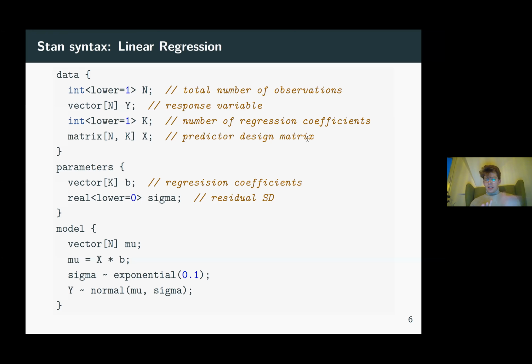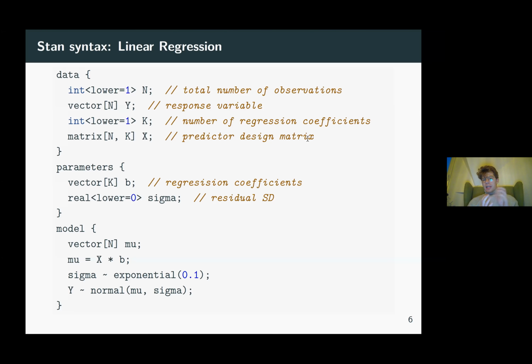And then the last statement is basically our likelihood. That is, in linear regression, y is normally distributed around our linear predictor mu with a standard deviation sigma. Stan is vectorized, because y is a vector, mu is a vector, and sigma is a real value. So by writing y tilde normal(mu, sigma), we're telling Stan to do that for every single observation.